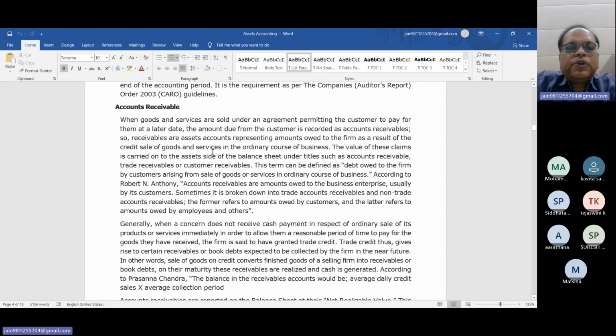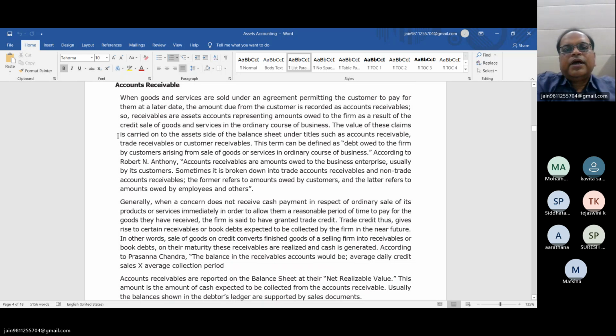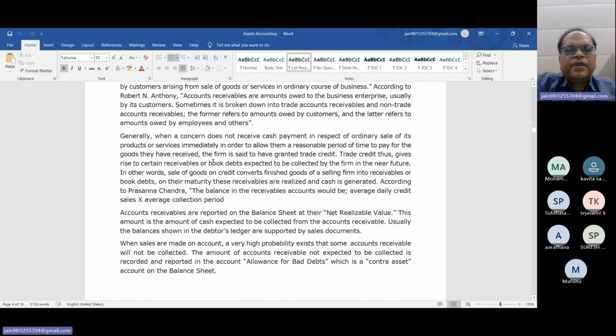Okay. So receivables are asset accounts that represent the amount owed to the firm as a result of the credit sale of goods and services in the ordinary course of business. Clear? The value of these claims is carried on the asset side of the balance sheet under titles such as account receivable, trade receivable, and customer receivable. Okay, this is called the account receivable.